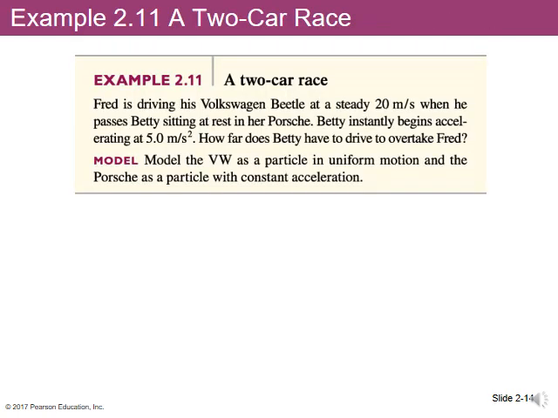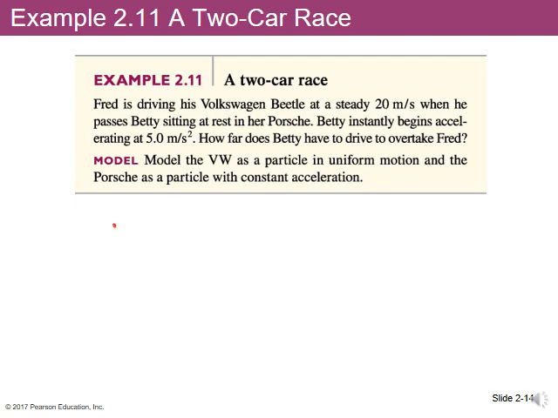Let's look at how to apply this then to a real problem. This says that Fred is driving his Volkswagen Beetle at a steady 20 meters per second when he passes Betty sitting at rest. Betty instantly begins accelerating at 5 meters per second squared. How far does Betty have to drive to overtake Fred? So what we have here are two objects moving. One has constant velocity, one has constant acceleration. So let's draw a motion diagram of each of them.